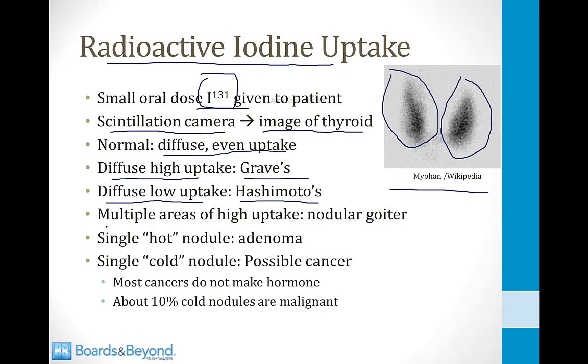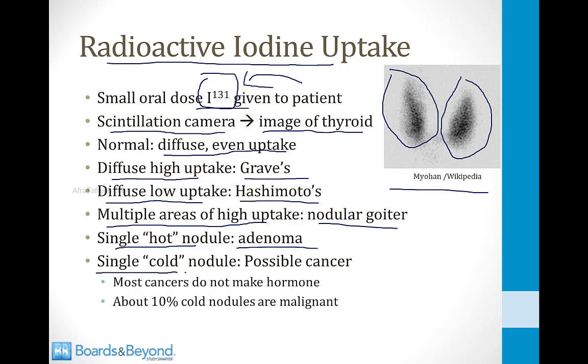If you see multiple focal areas of high uptake, this can suggest nodular goiter. It means that the patient's thyroid gland has lots of little focal areas producing lots of thyroid hormone and therefore taking up lots of the iodine-131. Now in patients who have a nodule, the nodule can either be hot, meaning it takes up lots of the iodine-131, or it can be cold, meaning it does not take up any of the iodine-131. A single hot nodule is what you often see in patients who have benign adenomas. These adenomas often take up the iodine and synthesize thyroid hormone.